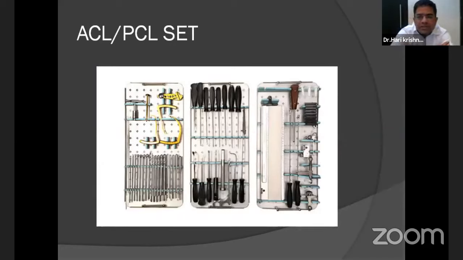So what comprises the ACL, PCL set? If I am planning an arthroscopic ACL reconstruction, I use a probe, reamers, tendon strippers, sizers, and so on. I want to talk more about strippers, because there are two types of strippers which we use for tendon stripping for any graft.